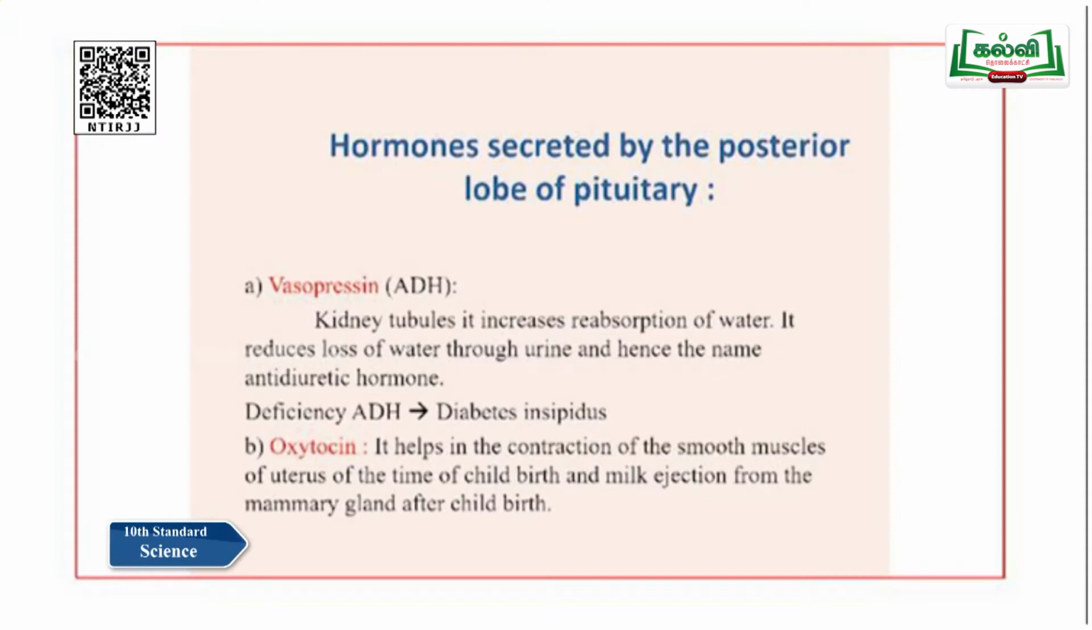First one is vasopressin. It is a hormone secreted by the posterior lobe. What is vasopressin? It makes the kidney tubules increase the reabsorption of water, and it reduces the loss of water through the urine, and hence it is called antidiuretic hormone. Antidiuretic hormone is called the vasopressin hormone. During pregnancy, the woman tends to urinate more due to this kind of hormone secretion.